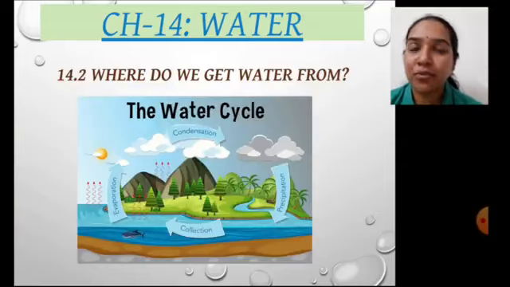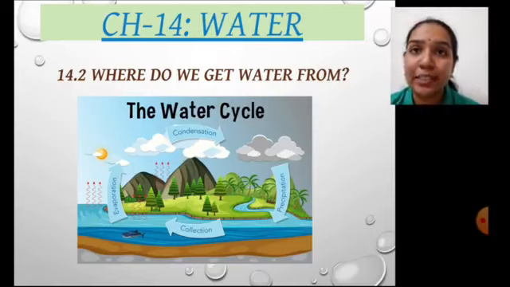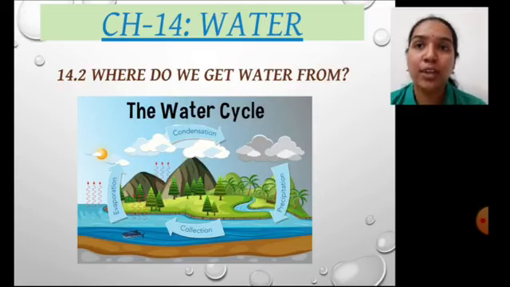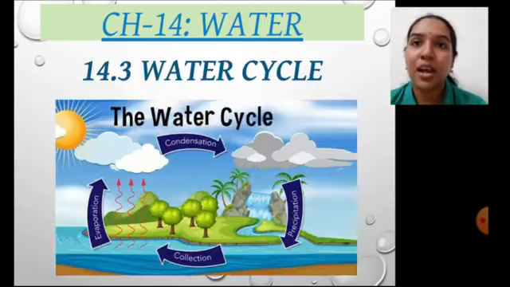Like in the beginning of the chapter, we learned a fact that there is the same amount of water on earth as there was when the earth was formed. That is because of a continuous process called the water cycle. Let us understand the water cycle.